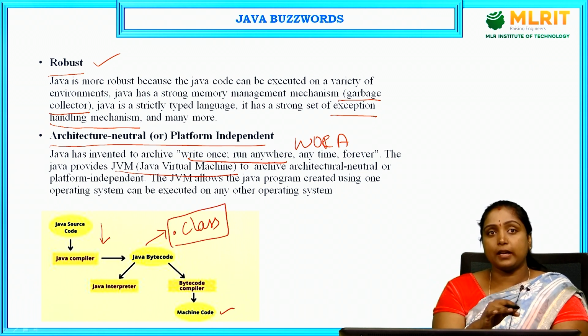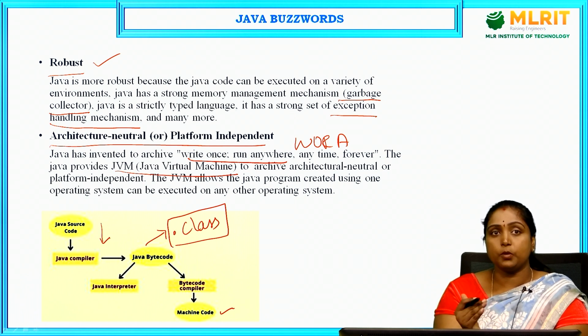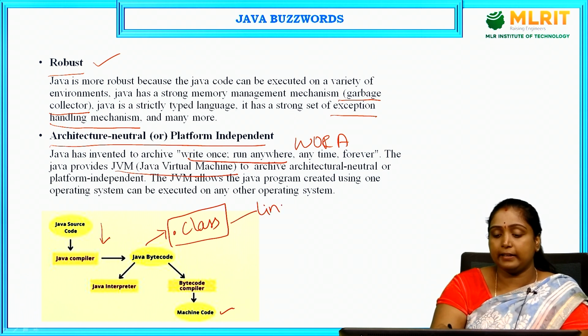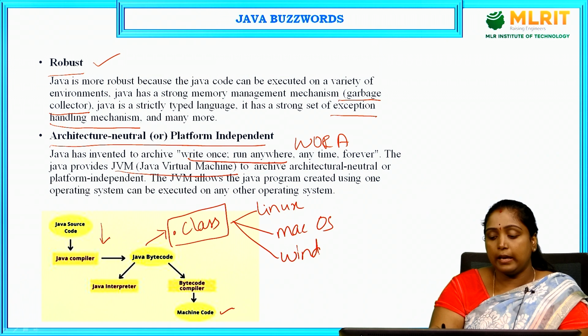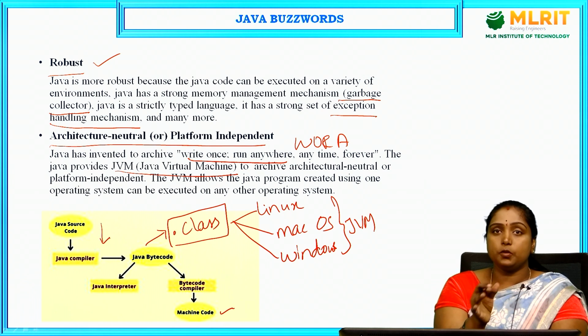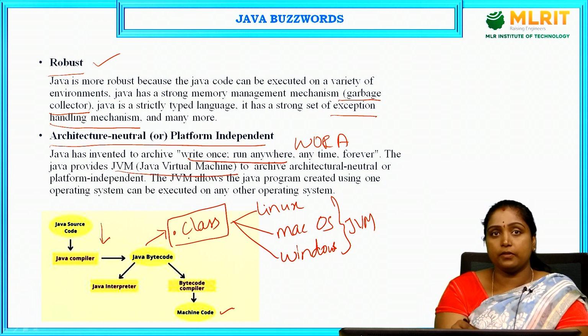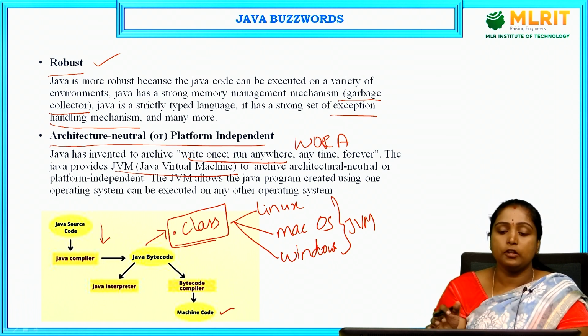Whenever you take this .class file as input in any operating system like Linux, Mac OS or Windows, any operating system which consists of a JVM, whenever you run this program and give this .class file as an input, you can execute the program. So you write once and you can run anywhere, on any operating system which consists of the Java Virtual Machine. So this is one of the best features of architectural neutral Java.